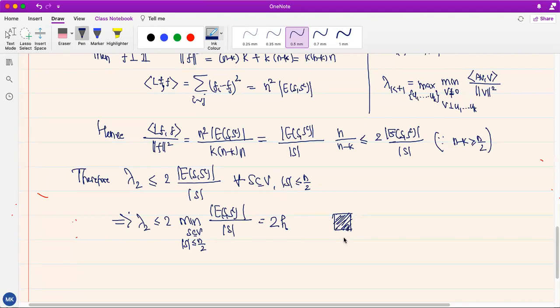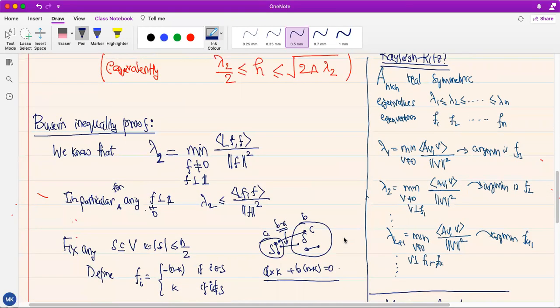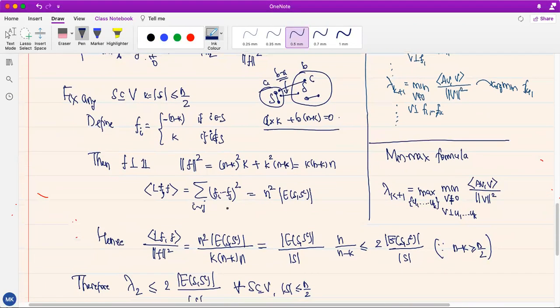Any questions here so far? Did I lose you? Do you want me to explain something? Sir, the summation of fi minus fj whole square equals this part. Yeah, equal to n square times this line. Now, when is fi minus fj not zero? I'm taking this particular f. For all i in S, it is this value. For all i in S complement, it is this value. So if fi minus fj is to be not zero, what can you say about i and j? One of them has to be in S, another in S complement.